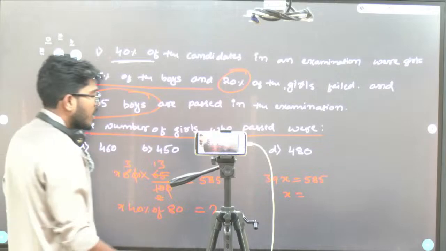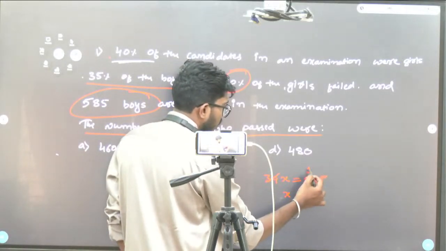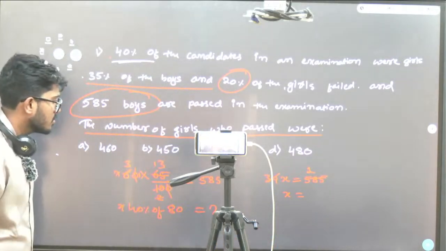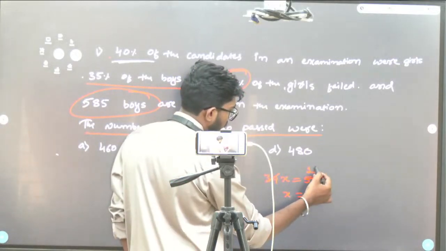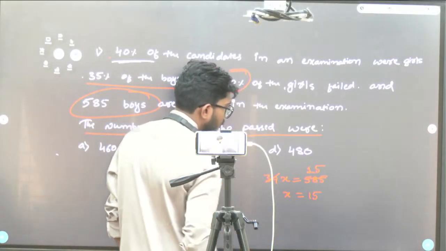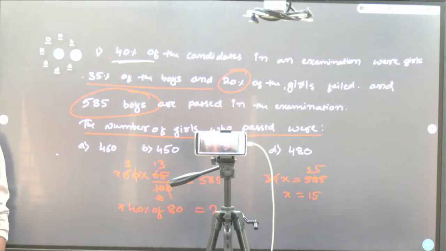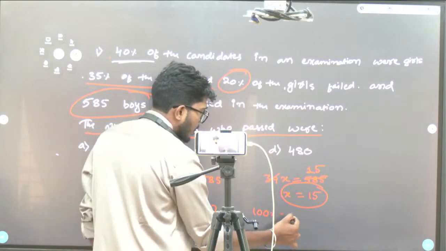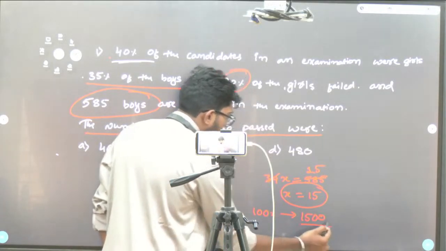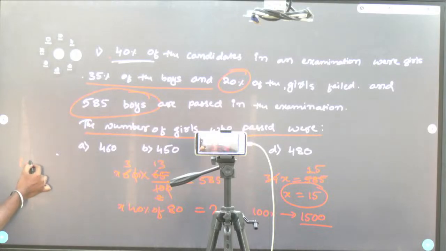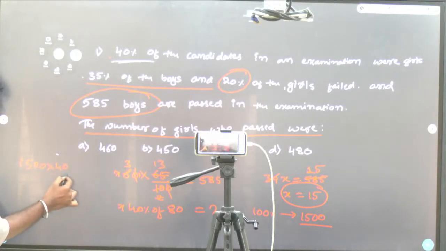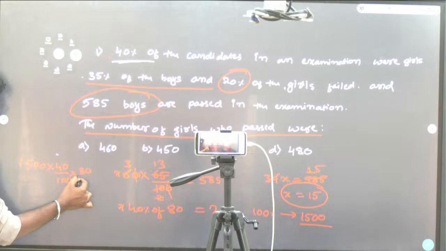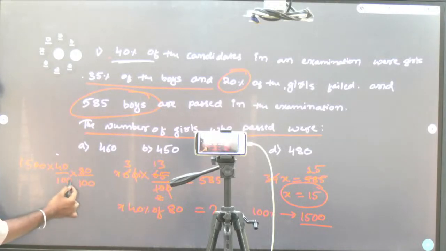Then x equals how much? Calculate. 39 1s are 39, cancel. Next carry will be 5s directly. So x equals how much? 15. 100% means 1500 is the total students. X value is 15, so the total 100% students is 1500. In that, calculate 15%: 1500 into 40 divided by 100 into 80 divided by 100. 8 4s are 32, 32 15s are 480.